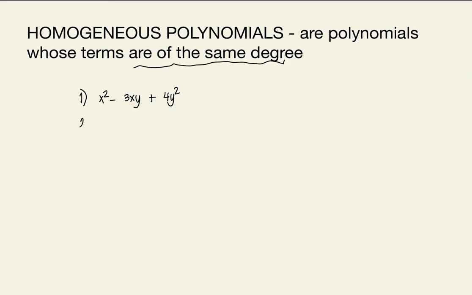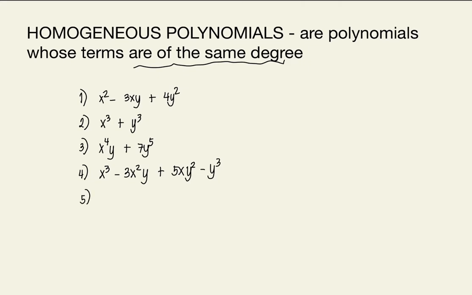2. Another example of that would be x cubed plus y cubed, or we have x to the power of 4y plus 7y to the power of 5, or x cubed minus 3x squared y plus 5xy squared minus y cubed, or you can have x to the power of 4 minus 2x squared y squared plus y to the power of 4, or even have 2x minus 5y.